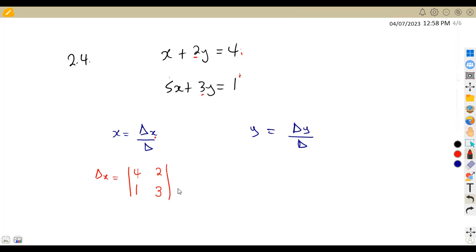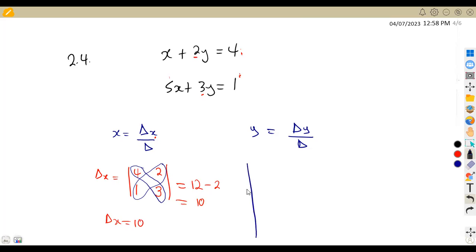You determine your determinant. Just like the previous case, the determinant is the product of the major diagonal minus the product of the minor diagonal. So that's 4 times 3, which is 12, minus 1 times 2, which is 2. So this is going to give us 10. So the determinant with respect to x is 10. We move on. We do the same thing.